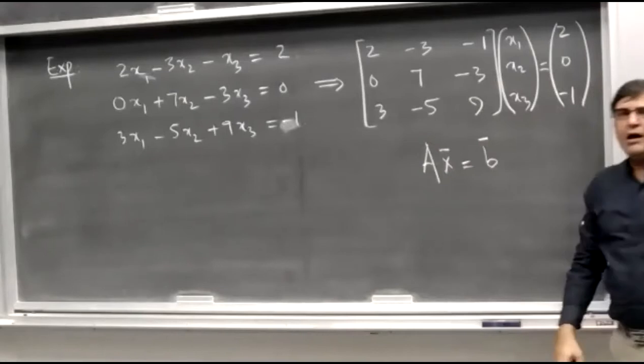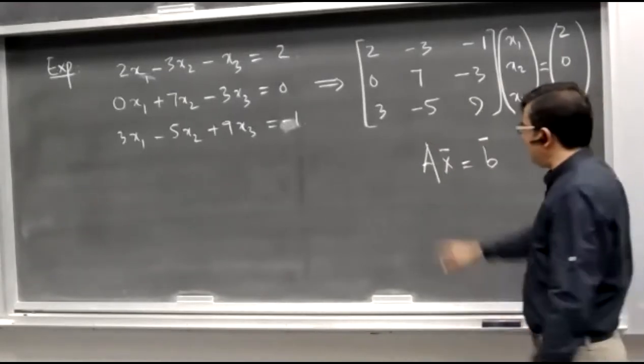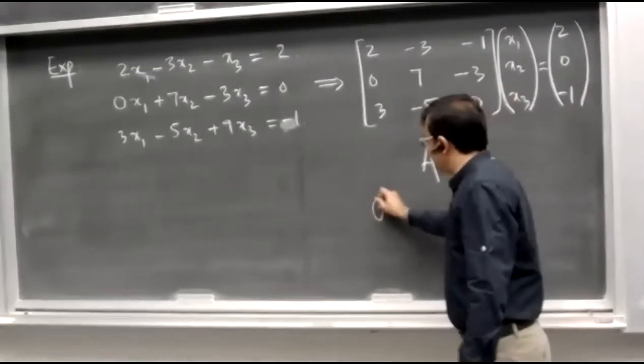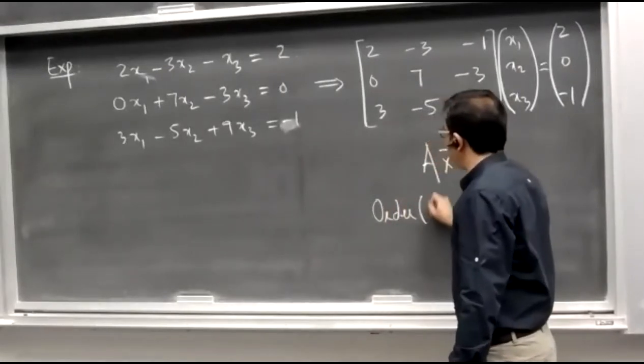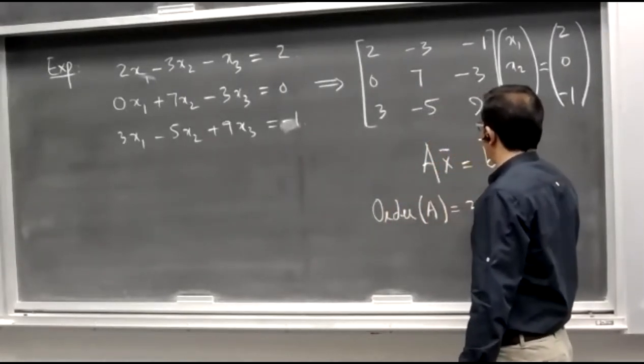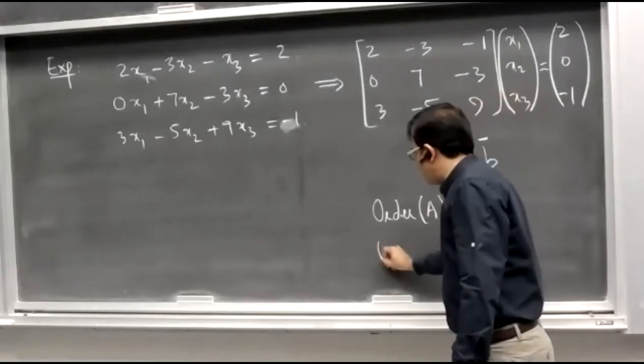Now you can see that here A is, the order of A is what? Order of A is? It's 3 cross 3. And order of X is?